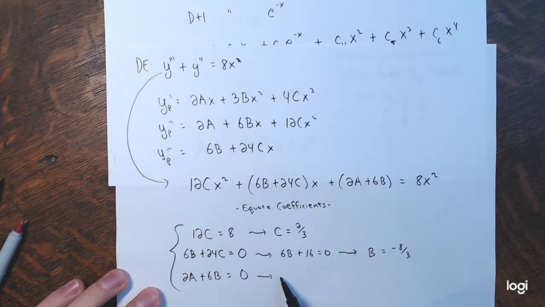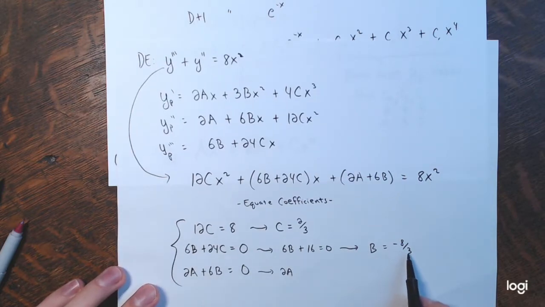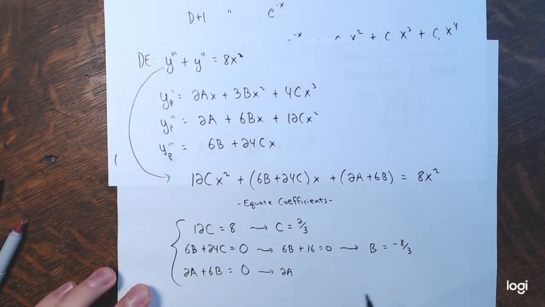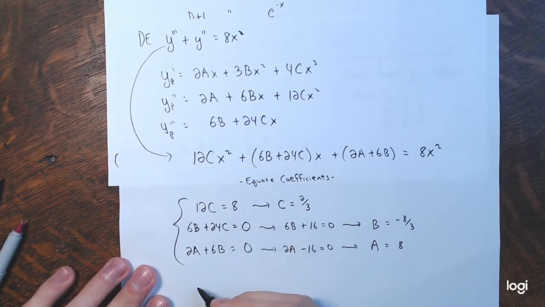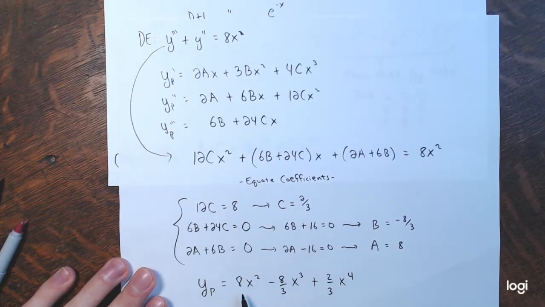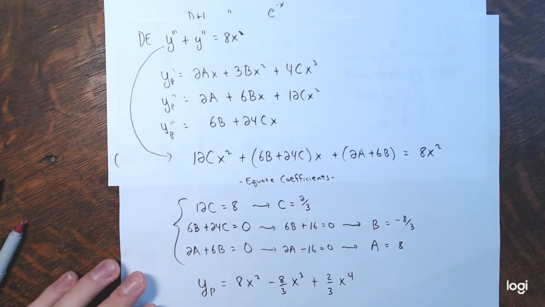And then in this last equation we'd have 2a and then 6 times b. 6 times negative 8/3 would be negative 16. Right? And then that's equal to 0. And then solving for a, we get 8. So now I have the form for our particular solution, yp equals 8x squared minus 8/3 x cubed plus 2/3 x to the fourth, right? It was ax squared plus bx cubed plus cx to the fourth.